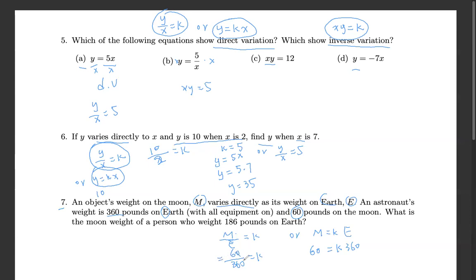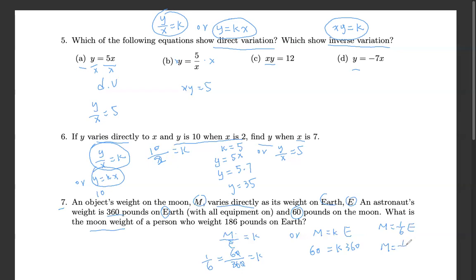Well, that's just this to cancel. 6 going into 36 is 6 times, that's 1/6. So that means m equals 1/6 E. So the moon weight is 1/6 of Earth weight. Now the question is asking, what is the moon weight? What is the m?